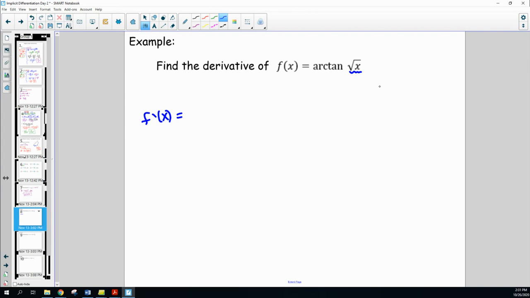So my function is square root of x, which is the same thing as x to the 1/2. I'm just going to call this y or whatever. So y equals that. So y prime would be 1/2 x to the negative 1/2. So when I'm writing this, you can do one of two things. You can write it as 1 over what the derivative is of the arctan times the derivative of the function, or just put the derivative of the function on the top.